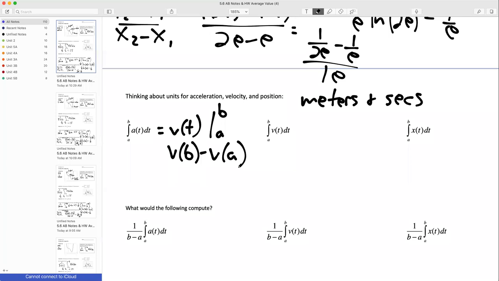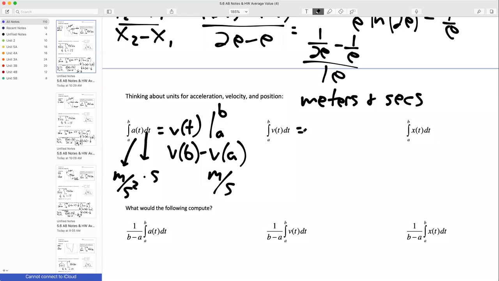And the units work also. Here's how the units work. I have acceleration, which is meters per second squared. And then this dt tells me that it is with respect to time, and time is in seconds. So I have meters per second squared times seconds, which gives me meters per second for my velocity. Okay, so look at this one.